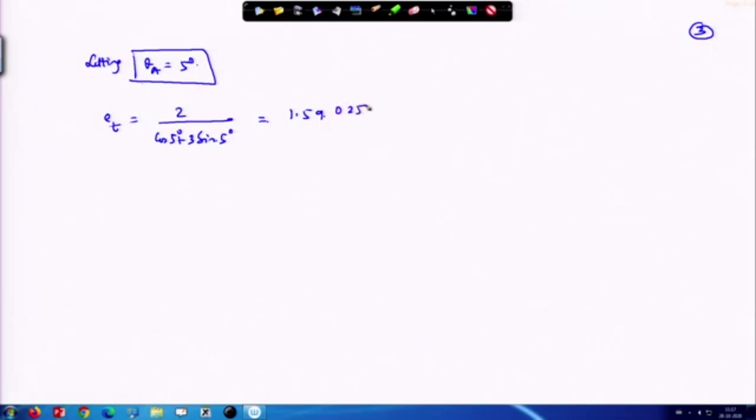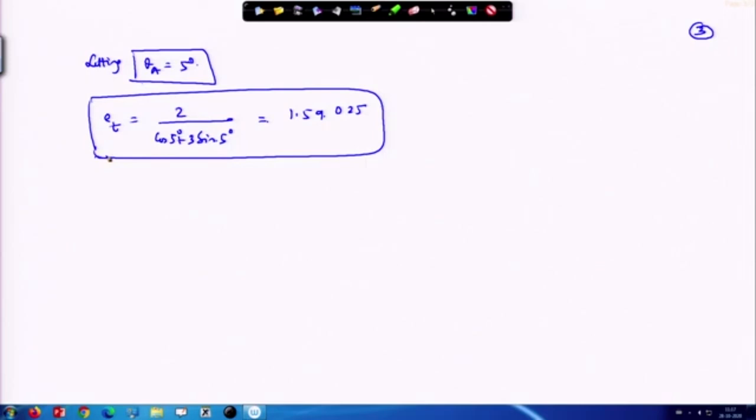So, letting theta A be 5 degrees, this gives you E_t equal to 2 divided by (cos 5 degrees plus 3 sin 5 degrees). So, this is the value for E_t. Actually, for solving this problem I wrote a program, and using the program I found the suitable value, but the initial value I guessed, depending on the figure. You can draw the figure and try to guess where the perigee of the transfer orbit will lie. So, this is just a guess, and thereafter I have done everything using a program written in Fortran.